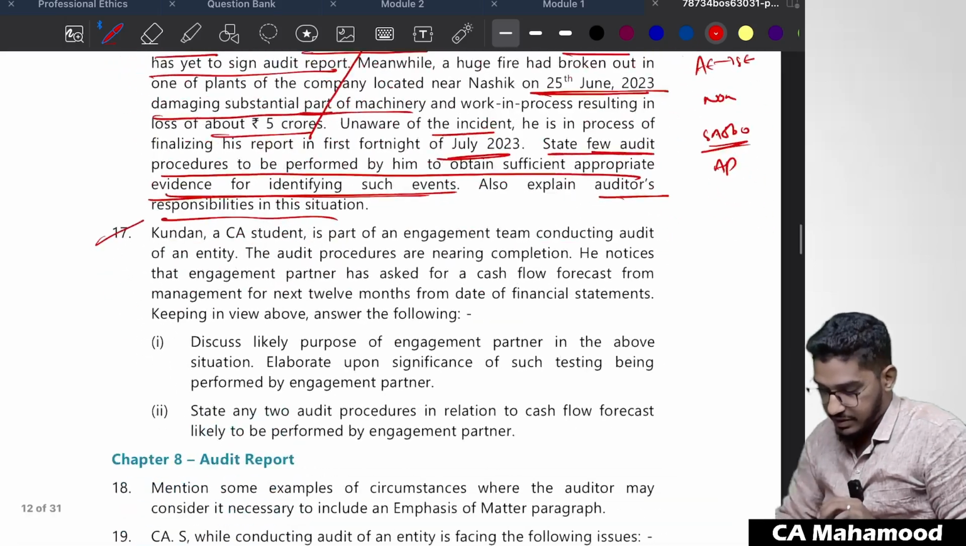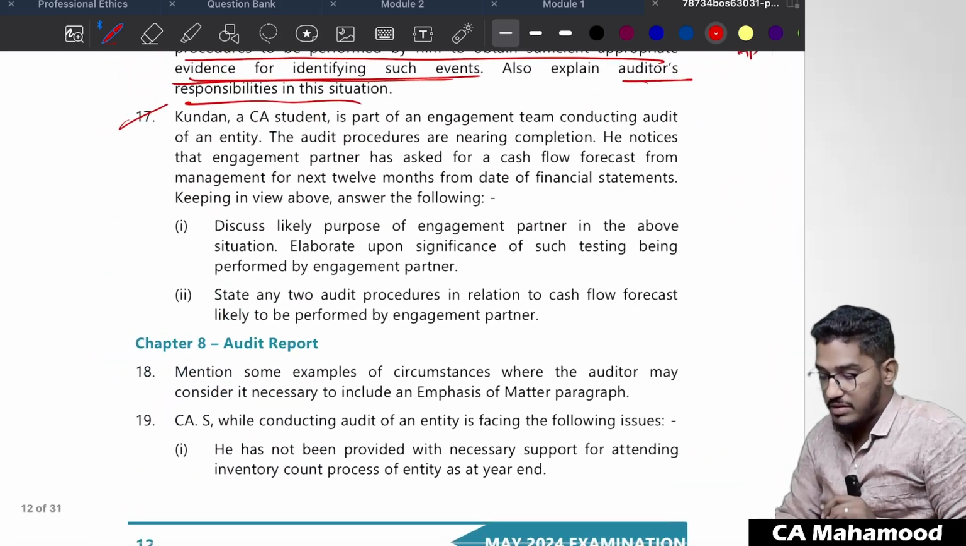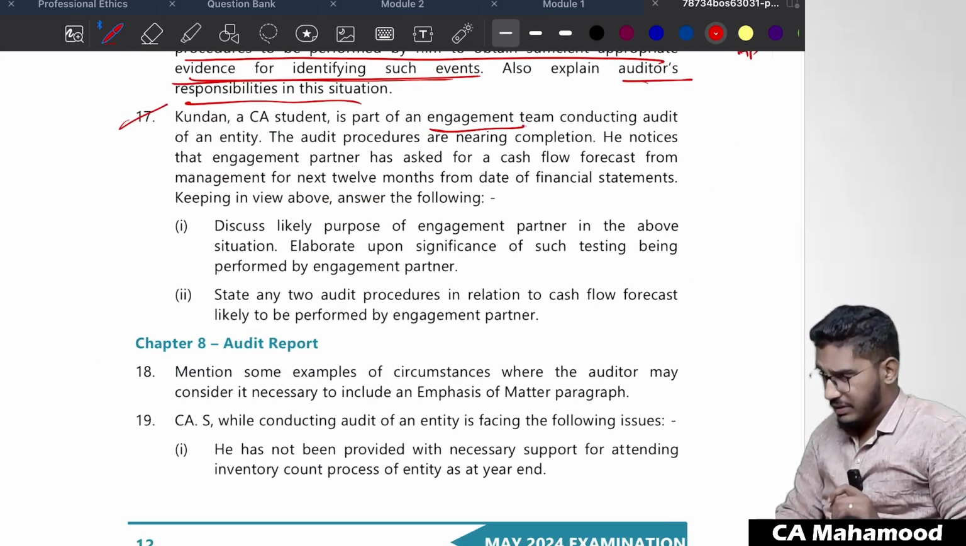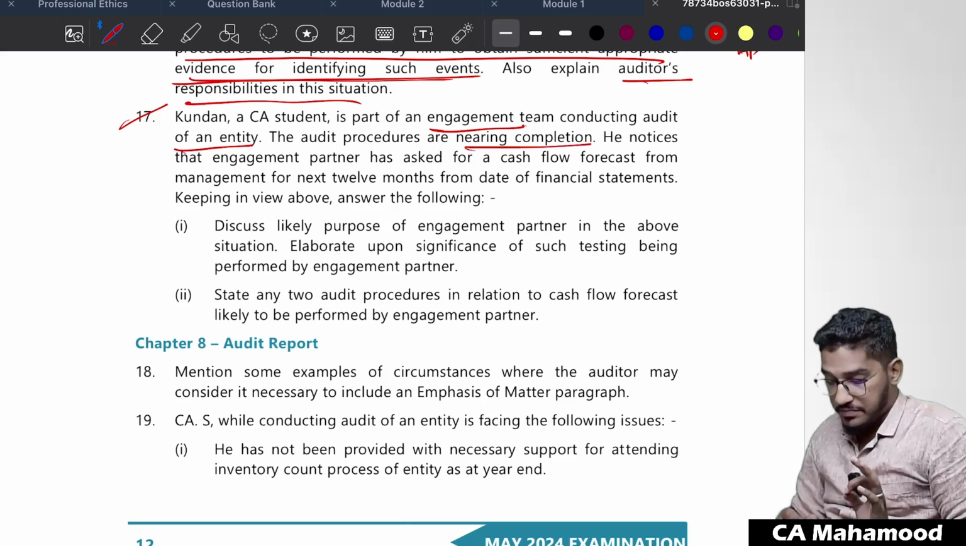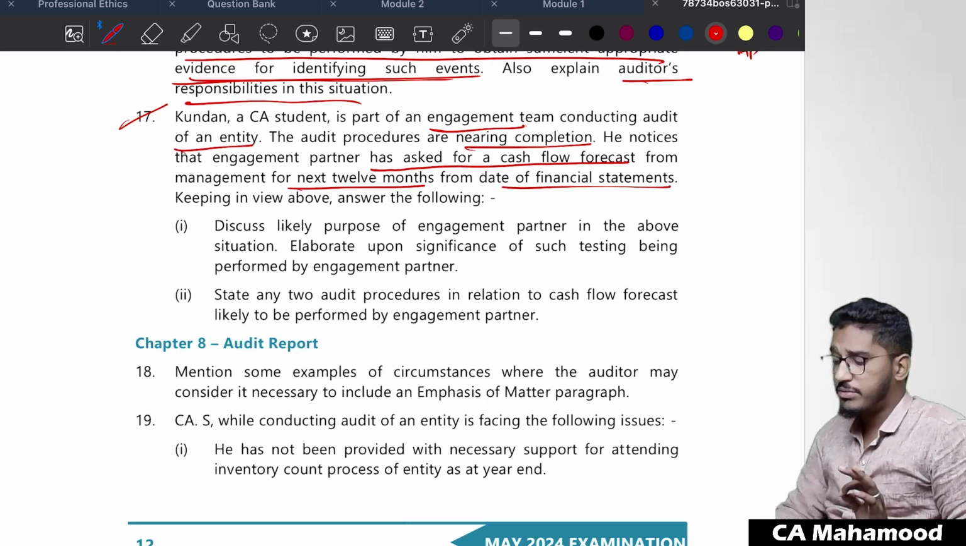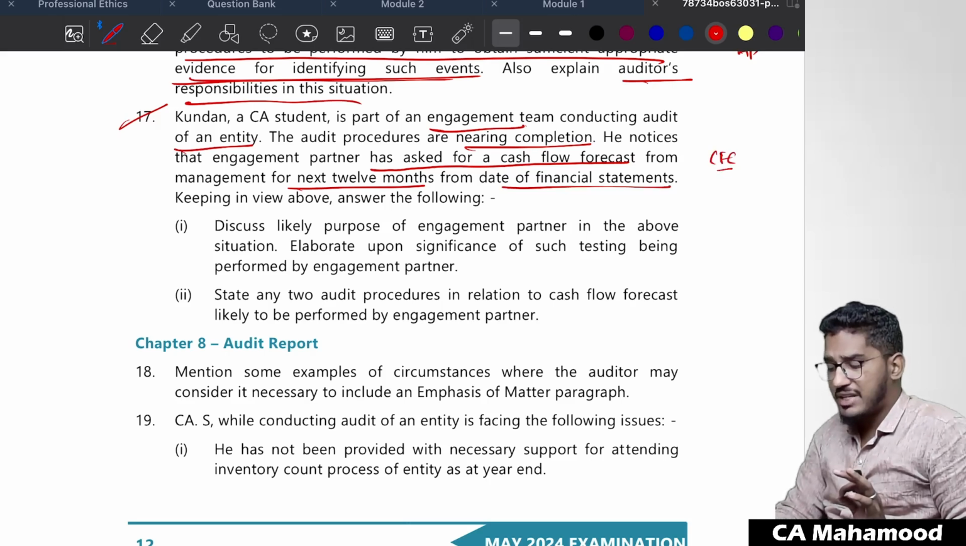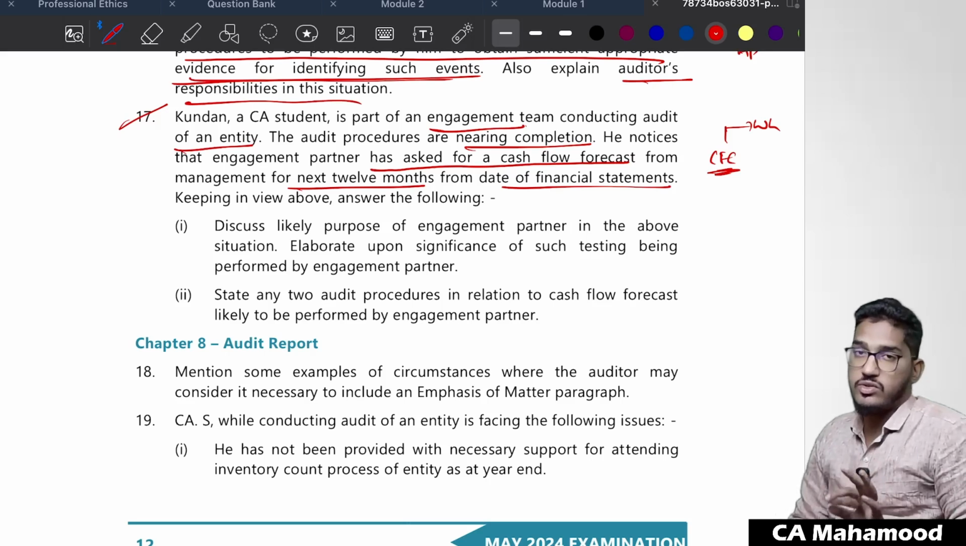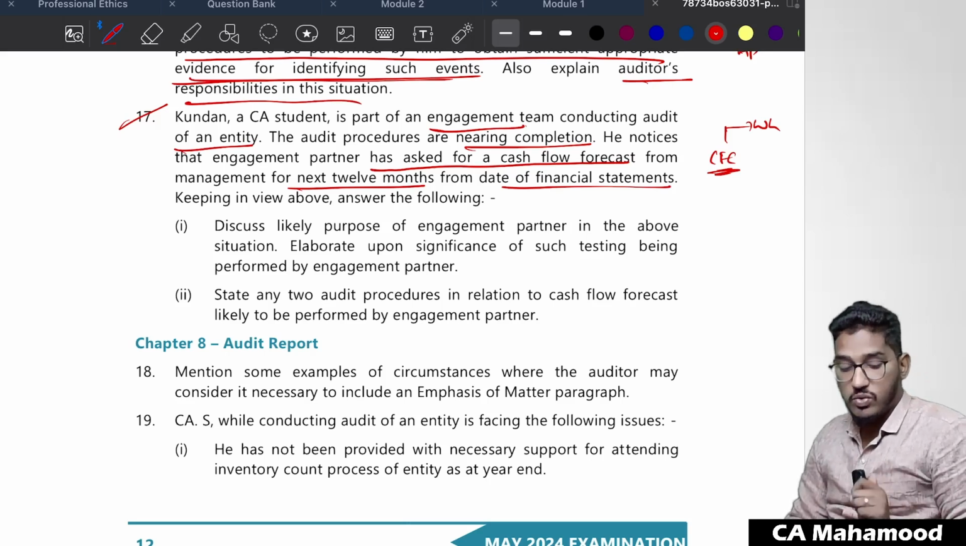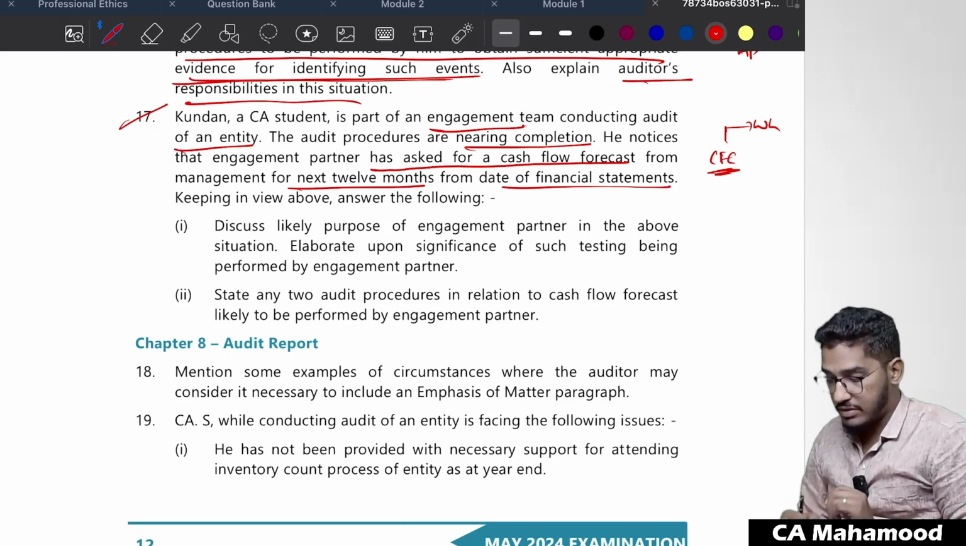Question number 70. Kundan, a CA student, is part of the engagement team conducting the audit of an entity. The audit procedures are nearing completion. He notices that the engagement partner has asked for a cash flow forecast from the management for the next 12 months from the date of the financial statements. See, why do we ask for a cash flow forecast? By verifying the cash flow forecast, what do we want to know? We want to know whether the entity's going concern assumption is valid or not. In order to know that, one of the audit procedures we perform is reviewing the cash flow forecast.